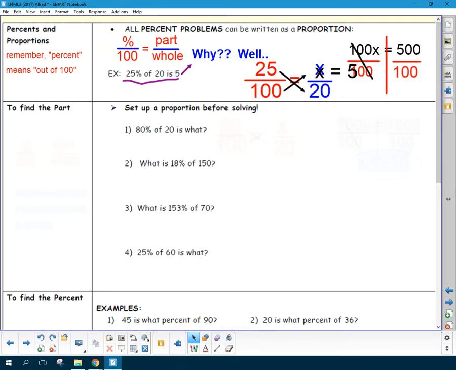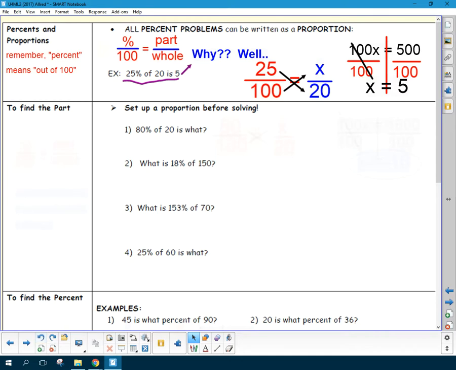If I put 5 right back in there for x, and I cross multiply again, I'll see that my cross products are equal, which tells me that 5 out of 20 is like 25%. Okay? We're going to be solving problems just like this one in this mini lesson today.